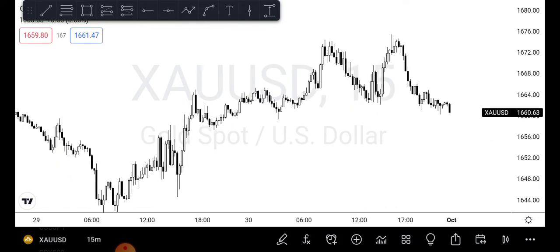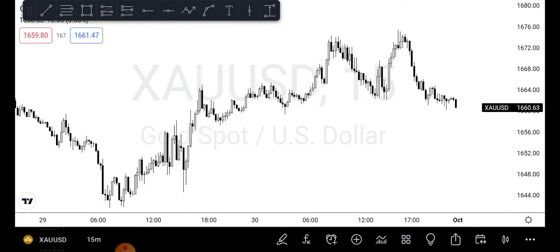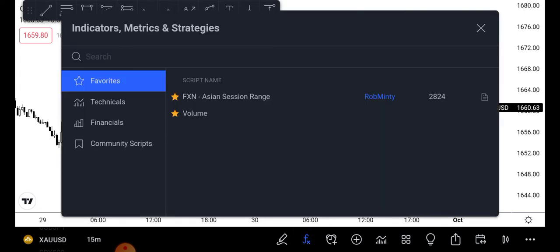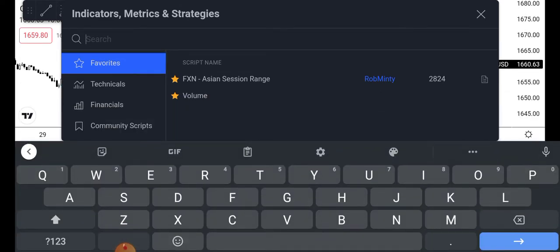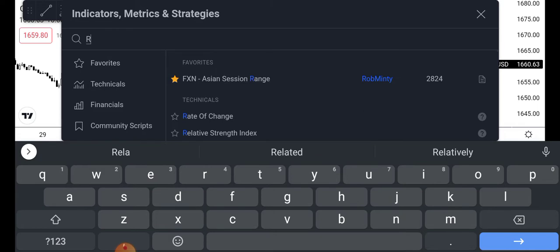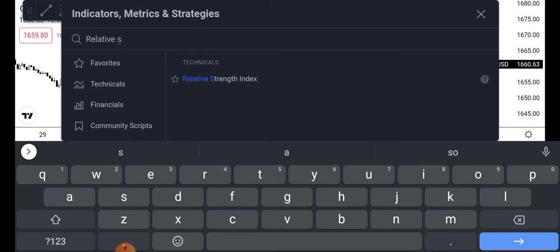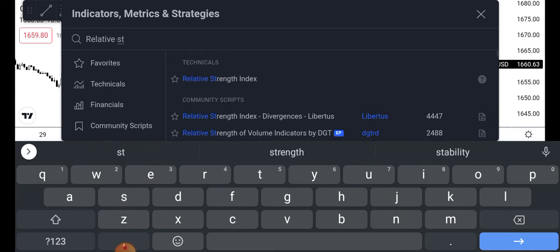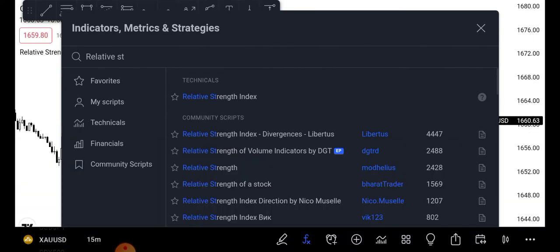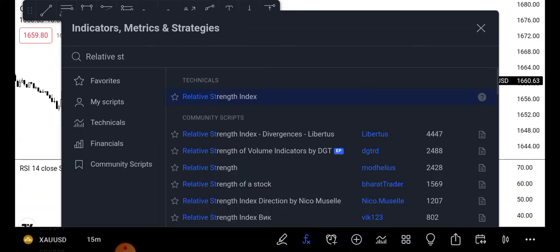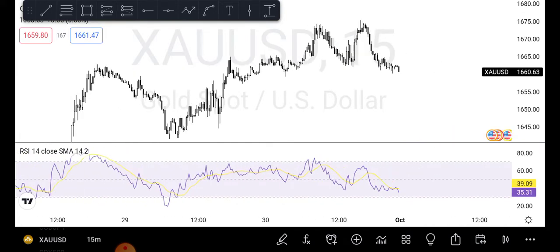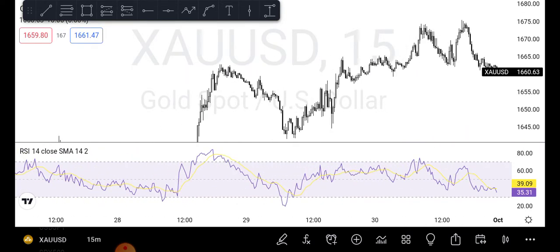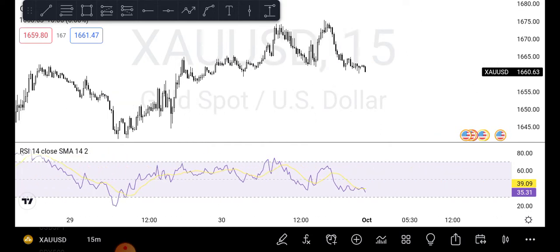So first of all, you want to know how to add the RSI to your chart. You click on this FX, you search for it. The full name is relative strength index. As you can see, it's here. You click on it. Once you click on it, it will be plotted on your charts. You see, this graph below is the relative strength index.